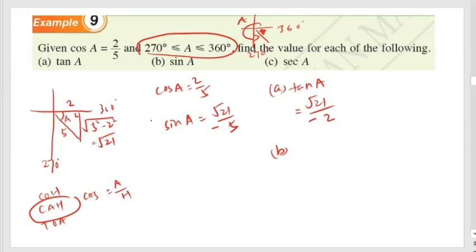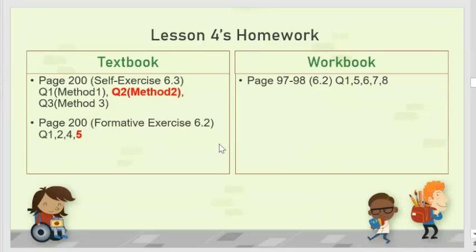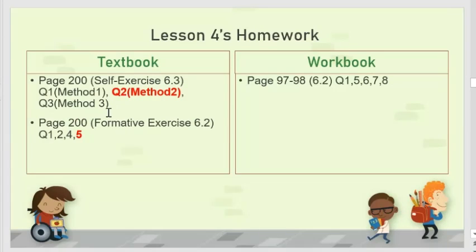Then B, this is B. Then we go to C now. Secant A, reciprocal, 1 over cos A. 1 over 2 over 5, so it's 5 over 2. That's it. It's a very simple question, but you have to know how to apply the concept. If you don't understand the question, then you won't be able to answer it. This is the graph. We added 2 questions today for last week's lesson because I know it was not complete. So you do this using the unit circle.